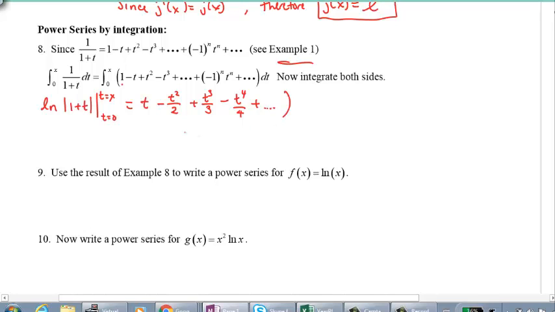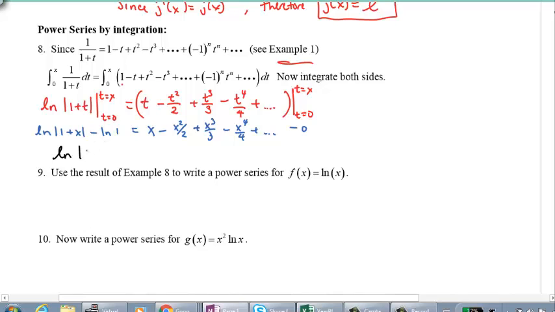And so then I'm going to ask you to evaluate this from t equals 0 to t equals x. And let's see what we have in store. Going back to the left side and plugging in x, there's natural log of the absolute value of 1 plus x minus the natural log of, I guess that's just 1. And if I plug in x, this becomes x minus x squared over 2 plus x cubed over 3 minus x to the 4 over 4 plus dot dot dot, and of course that's minus 0 as well. So we can simplify this. Natural log of 1 is just 0, so therefore all I have here is the natural log of the absolute value of 1 plus x is equal to the lovely power series x minus x squared over 2 plus x cubed over 3 minus x to the 4 over 4 plus dot dot dot.